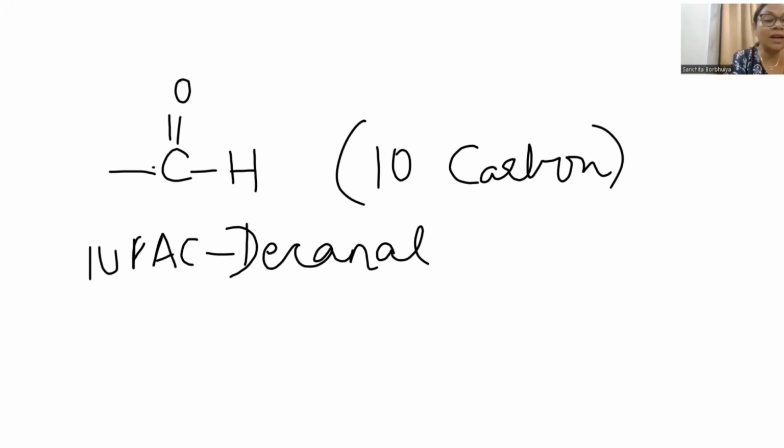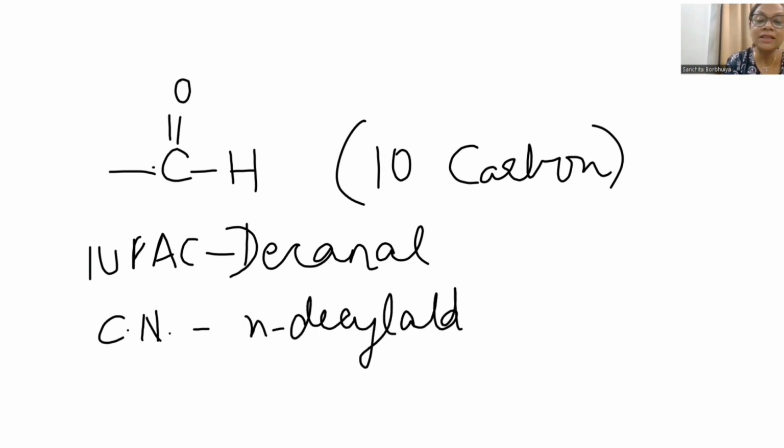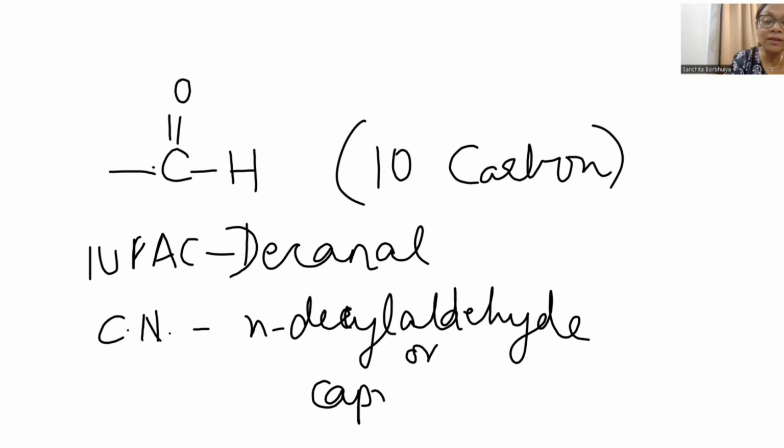Let's find out the common name of this compound. The common name of this compound is N-decyl aldehyde. N-decyl, DECYL. This is the N-decyl aldehyde, and it is also called capric aldehyde. See, it's an N. So if you have a 5 carbon aldehyde, that's called valeraldehyde, and if it's a 10 carbon, 5 and 10, there should be some similarity in the multiples of 5. So it's called capric aldehyde.